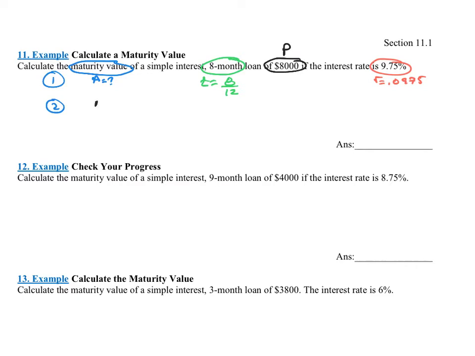Now I'm going to be using the formula A equals P times, in parentheses, 1 plus RT. Well, in this case, step 3, let's go ahead and plug in those numbers that we know. This would be A equals P. Well, P is 8,000 times 1 plus, what's R? R is 0.0975 times T. T is 8/12ths.